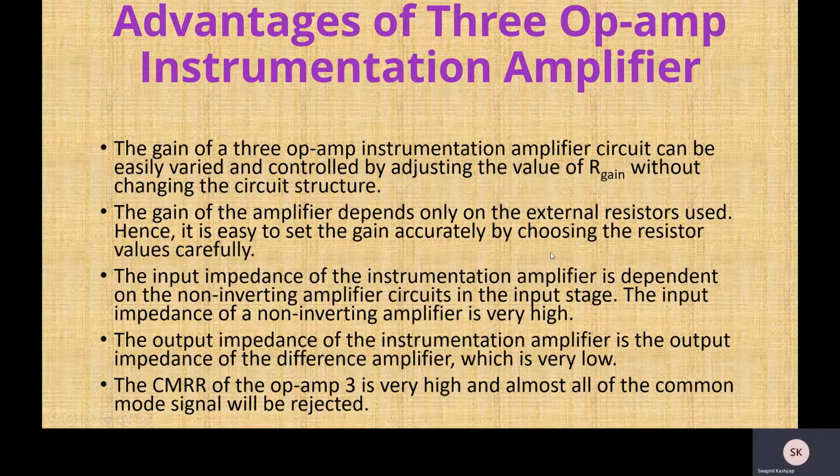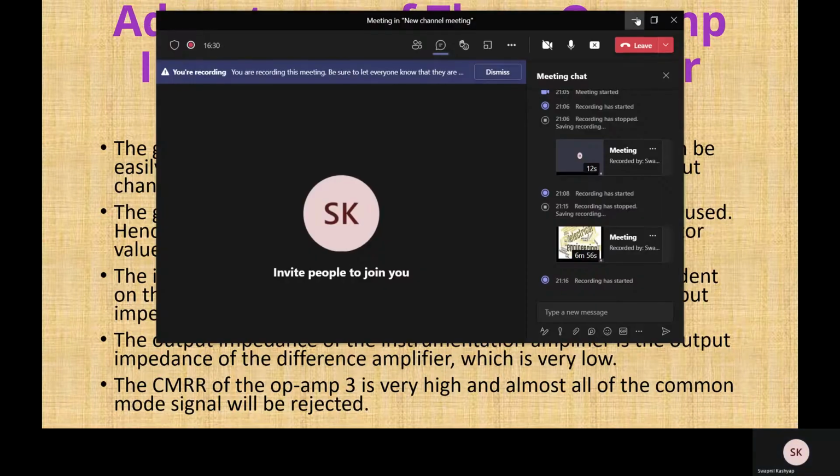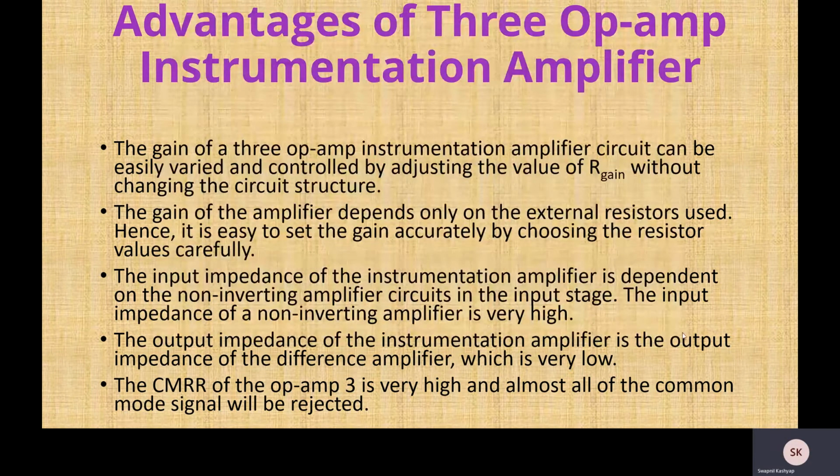The input impedance of the instrumentation amplifier is dependent on the non-inverting amplifier circuits in the input stage. The input impedance of a non-inverting amplifier is very high. The output impedance of the instrumentation amplifier is the output impedance of the difference amplifier, which is very low. The CMRR of the op-amp 3 is very high, and almost all of the common mode signal will be rejected.